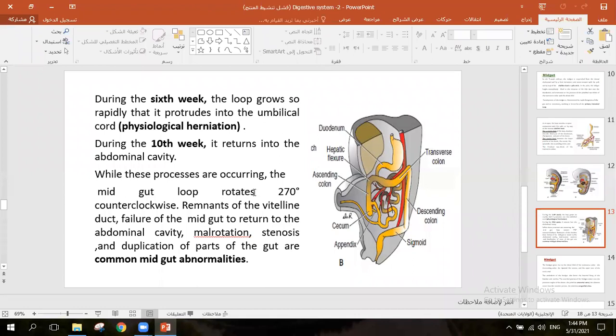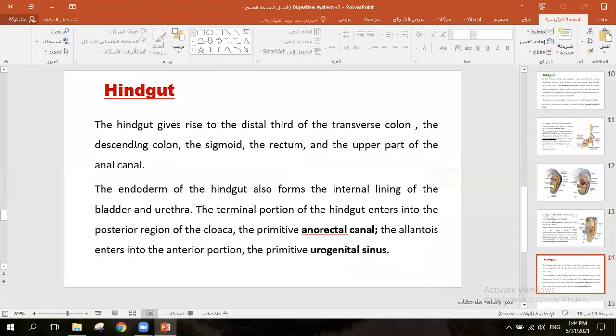Malrotation and stenosis and duplication of parts of the gut are common midgut abnormalities. True. We start with the last part of the gut tube, which is the hindgut.